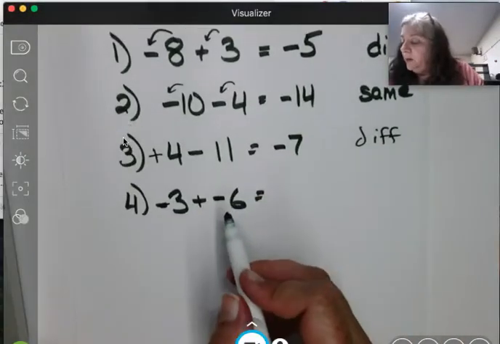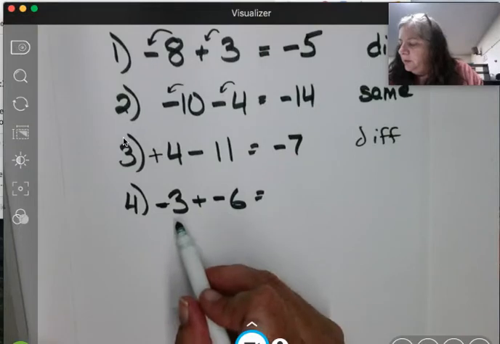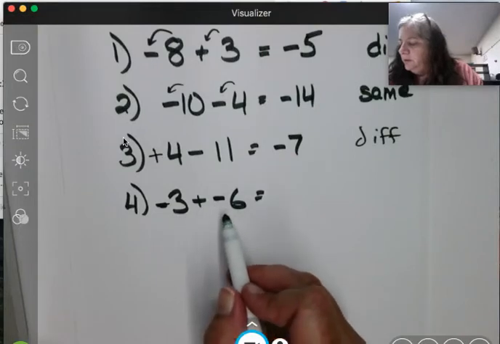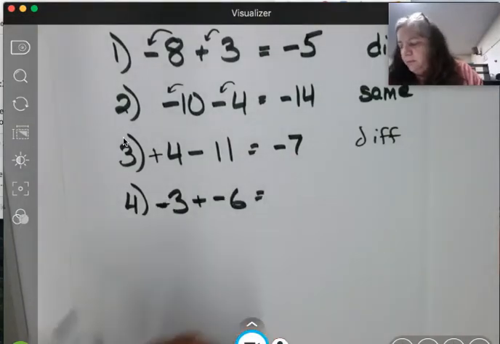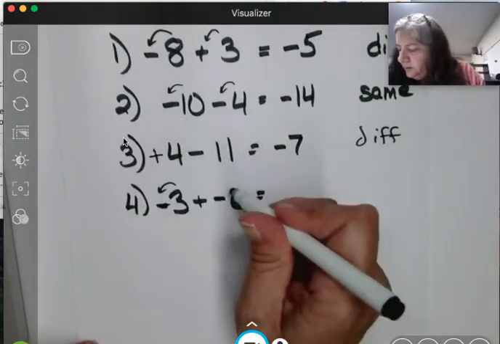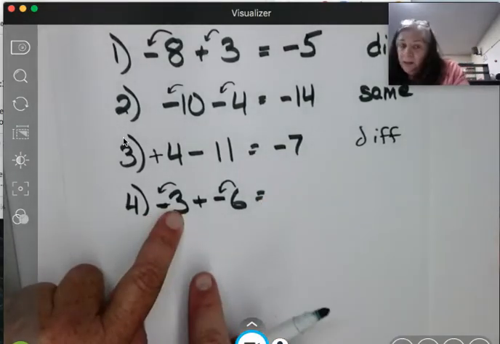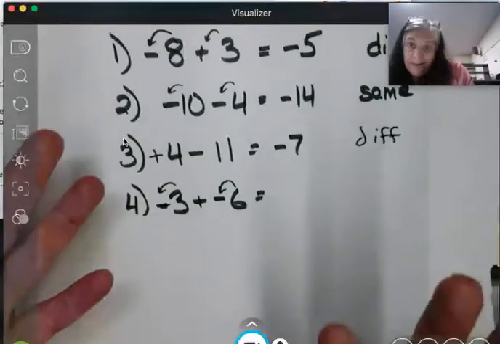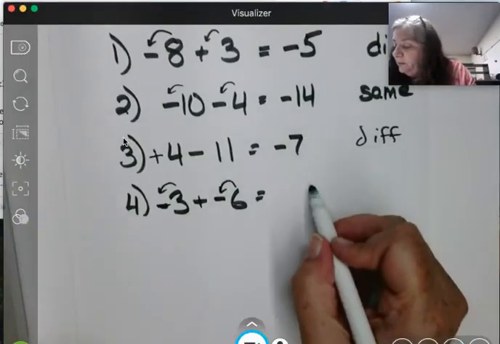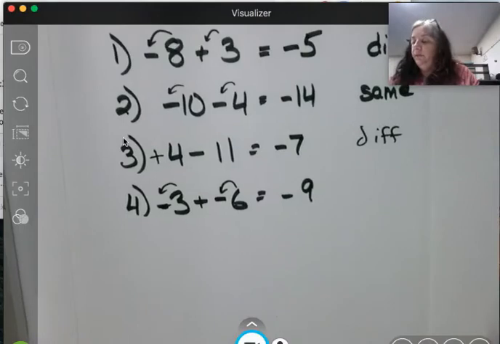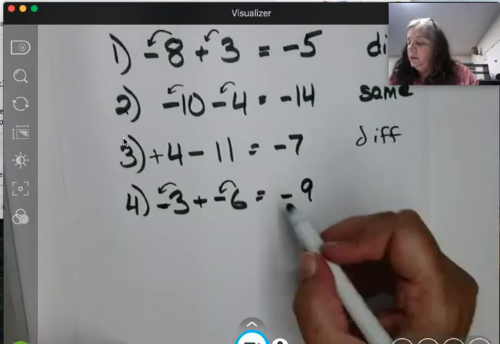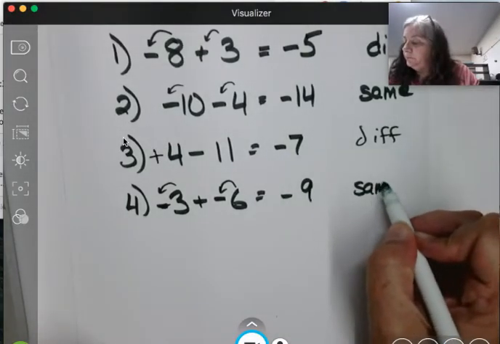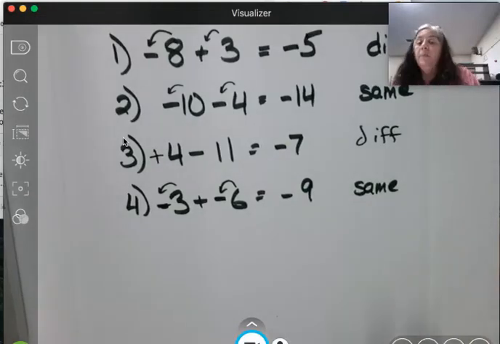Cool. -3 plus -6. Don't go making a plus out of this or something. I've got a -3 and a -6. I lost $3 plus I lost $6. Bad day. So add them together. 9. I got -9. Okay, because these were same. I'm convinced that mostly students miss these because they're just not using the rules that they know are true.